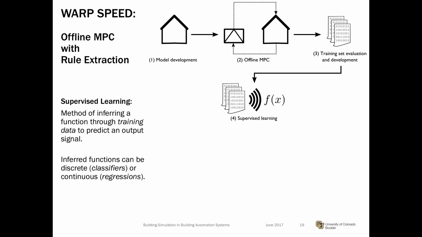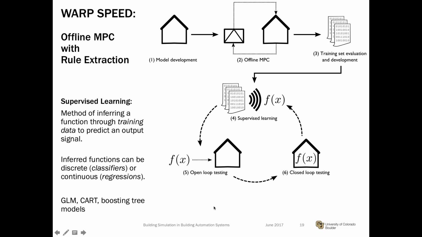And the supervised learning could be used for predicting discrete classes, a classification process, or for regression of continuous variables and continuous outcomes. And we entertained a number of models for this: generalized linear models, classification and regression trees, and boosting tree models. And we utilized these rules f of x. We then tested them in two ways. One, to see how they could perform at their best, and when embedding the rules within the actual building operation.